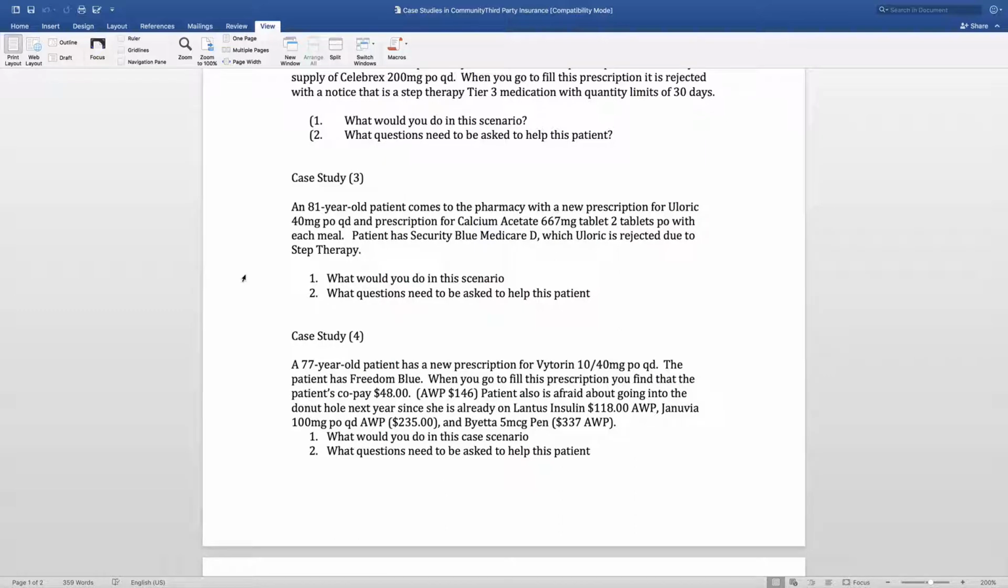But once again, in this case scenario, we would want to see if they could try allopurinol first before they go to the more expensive option of Uloric.